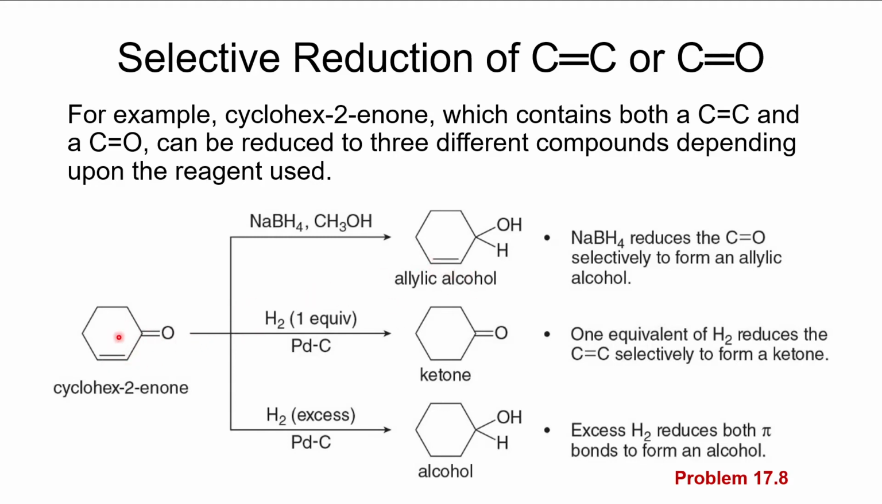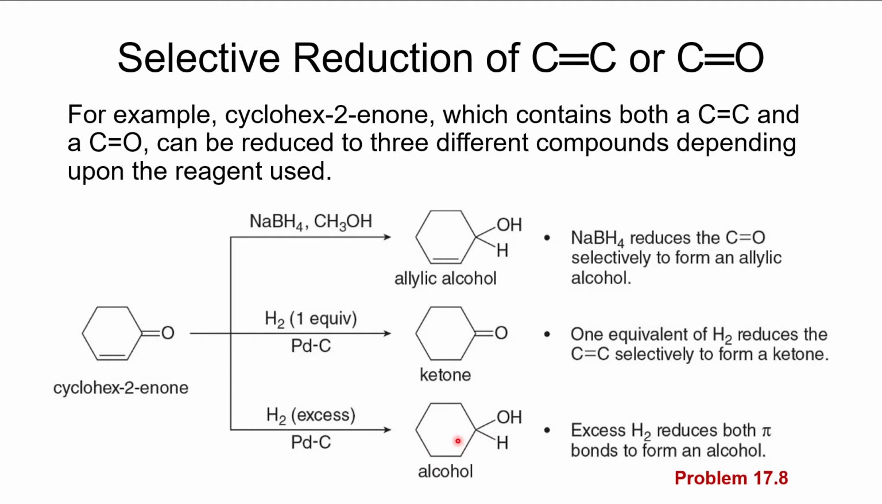If we take this enone and react it with one equivalent of hydrogen using the catalytic hydrogenation, the palladium on carbon as a catalyst, we can selectively reduce the carbon-carbon double bond, and we'll create this ketone. And then this is the cool part, is that we can also do both. If we use excess hydrogen when we're doing the catalytic hydrogenation, we can reduce both the alkene and the ketone to an alcohol. And so that gives us lots and lots of options.